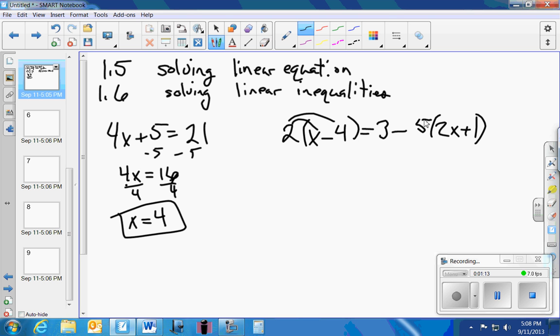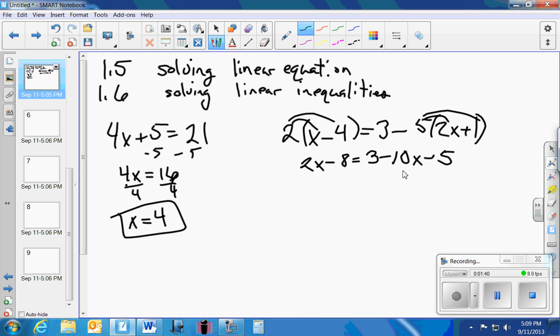So my first step will be to distribute the 2 throughout the parentheses that it's next to, and the 5 throughout these parentheses. So I will have 2x minus 8 equals, nothing happens to this 3, so I'll have 3 minus 10x minus 5. Don't forget, a big mistake that you see sometimes is that this negative sign also has to be distributed through.